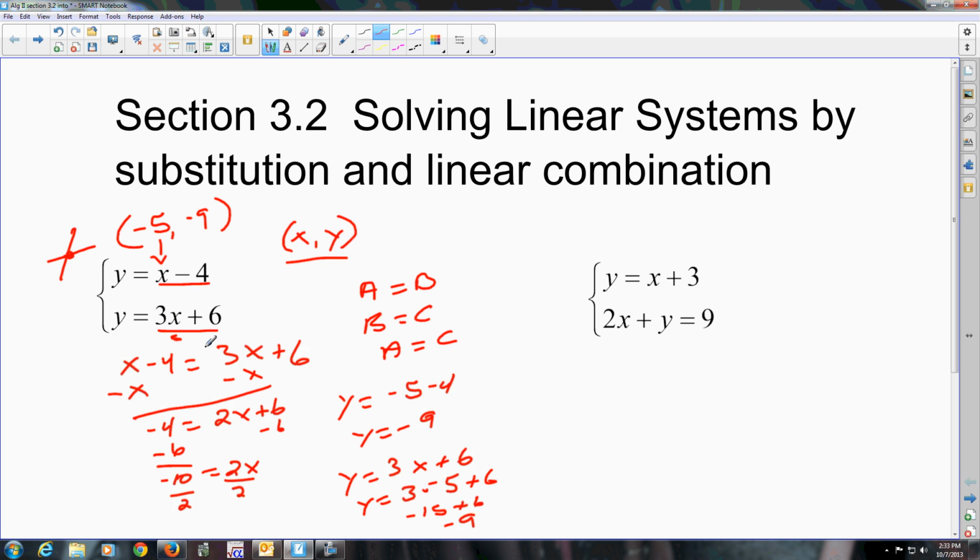And the method that I just did is substitution. I let one y value substitute for the other. That's one style of the question you could be given.